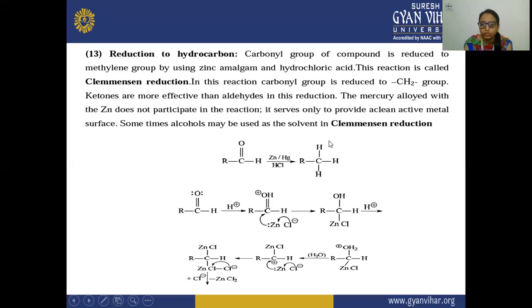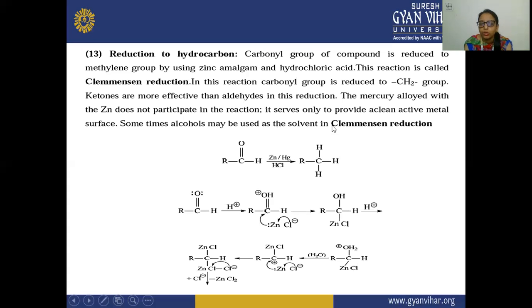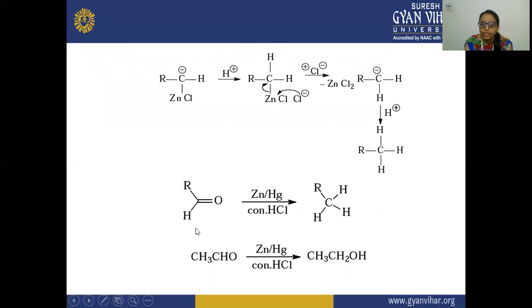Sometimes alcohol may be used as the solvent in Clemmensen reduction. So here the mercury that is used in this reaction remains as it is, but it also acts as a clean active metal surface. Here you will see this aldehyde is reduced to the CH2 group, so this ethane or this alkane is formed here. This is the mechanism of this reaction. This aldehyde is reacting with zinc amalgam and concentrated HCl, so this is formed here.